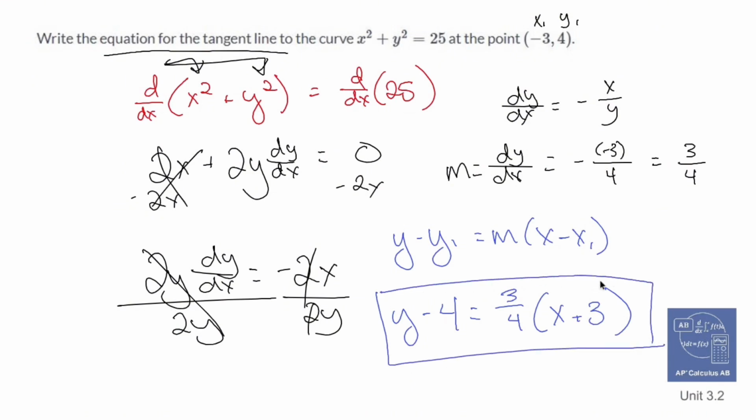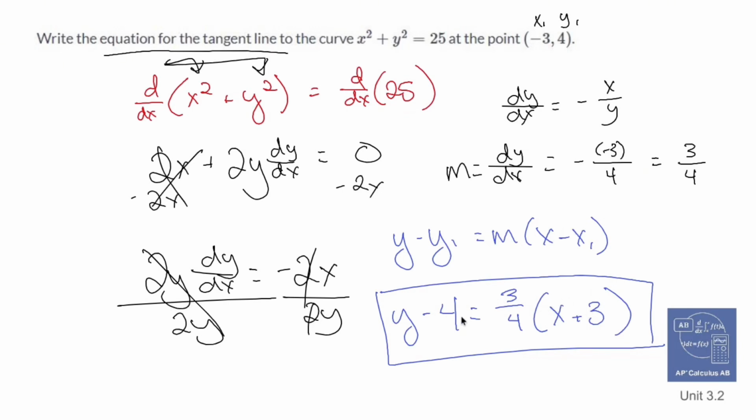Okay, so in order to find the slope of the tangent line, we had to take the derivative using implicit differentiation. I took my point, plugged it in, got 3 over 4. And when I got 3 over 4, I used the same point and point slope form to come up with an equation. Now, if for some reason you needed to do this and turn it into slope-intercept form, then distribute.